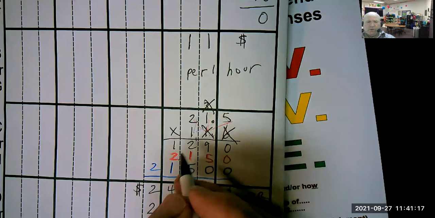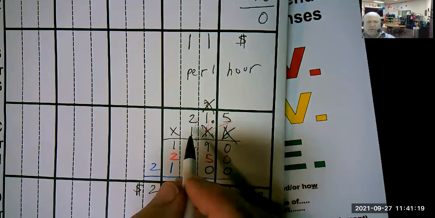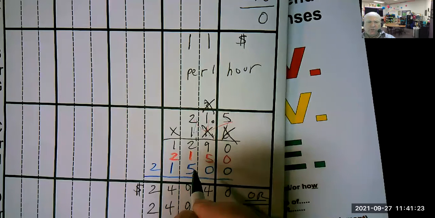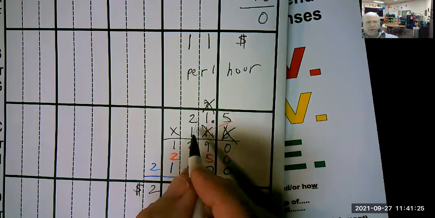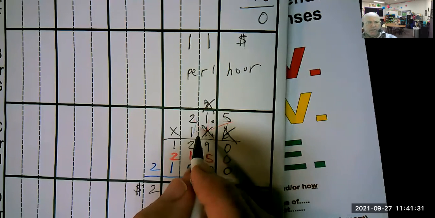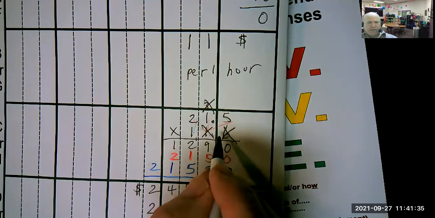1 times 5, again, always going to the right, is 5, and you make sure that you start in the same position where your bottom number is, what we're calling the Spider-Man as he's moving over from right to left. 1 times 5 is 5, come back down the building. 1 times 1 is 1, come back down the building. Climb the last web, 1 times 2 is 2.